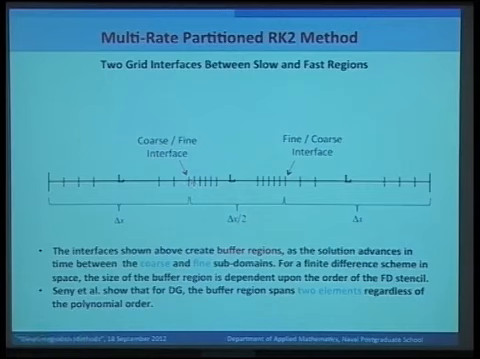And one of the things, if you're using, for example, a finite difference method, is that the length of this buffer region can get big, and it'll actually depend on the order of the finite difference stencil. In my student's master's thesis, he actually did this with fourth order finite differences. But in the work of Seny et al., they show that this buffer region spans only 2 elements in DG.